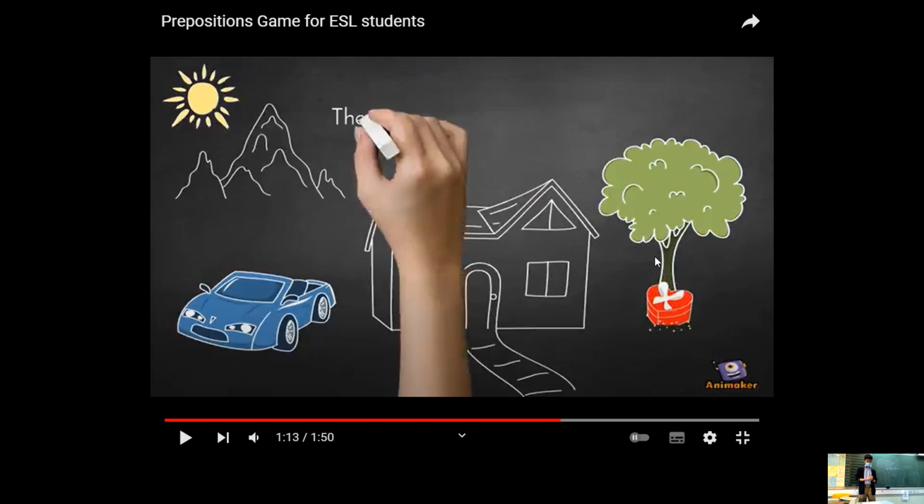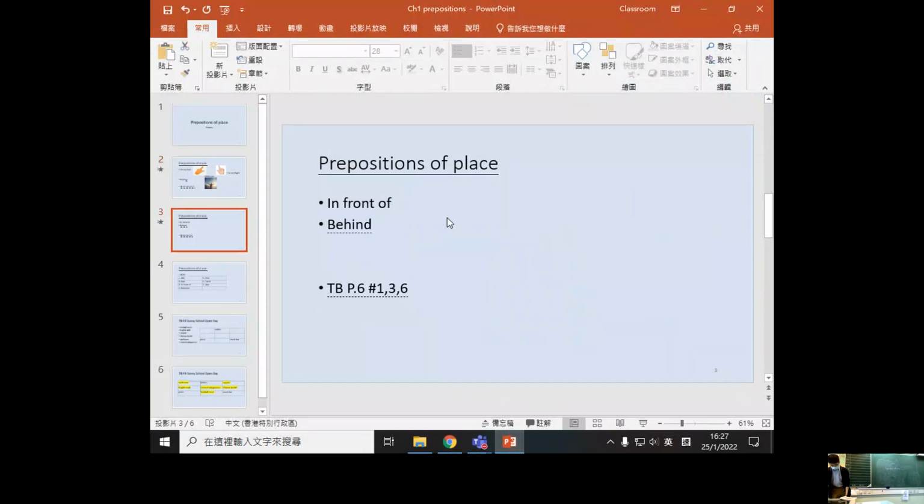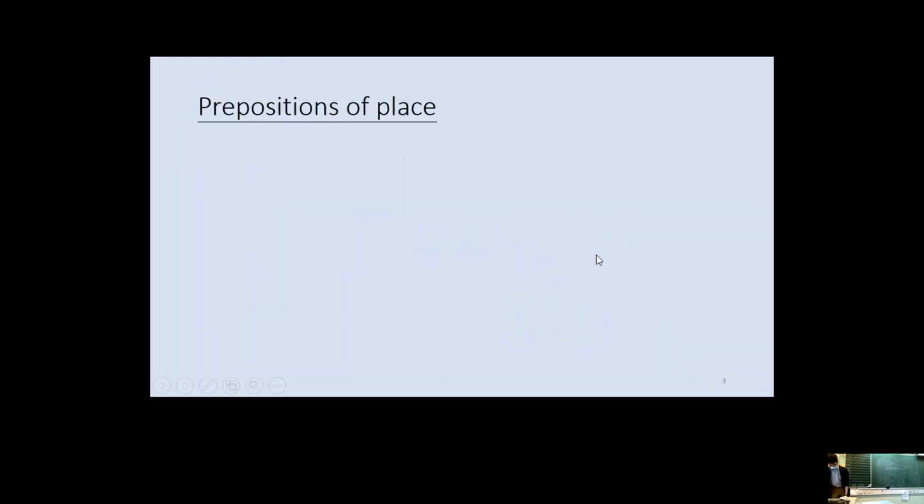Can we go to your textbook again? Do the exercise here on in front of and behind. Page 6, number 136, same page. Two minutes? So the same seating plan.